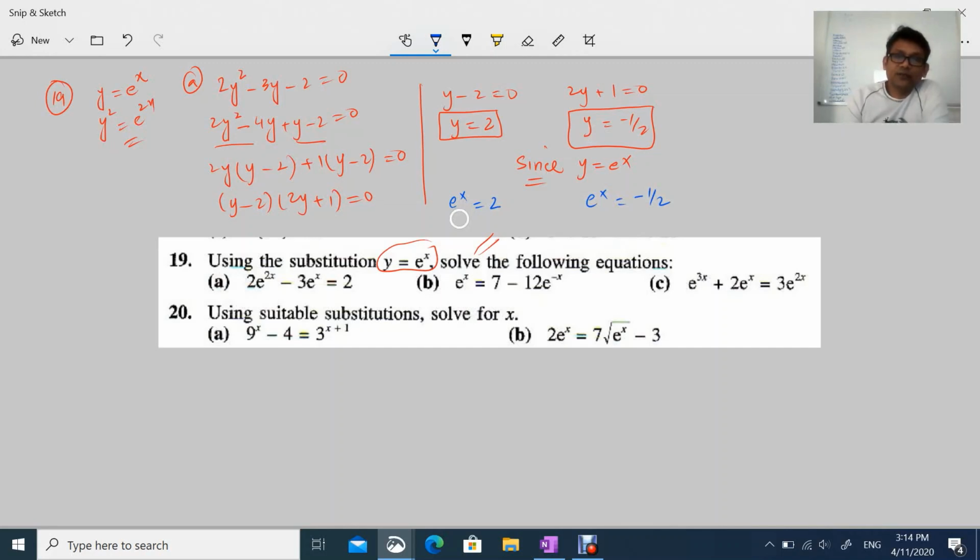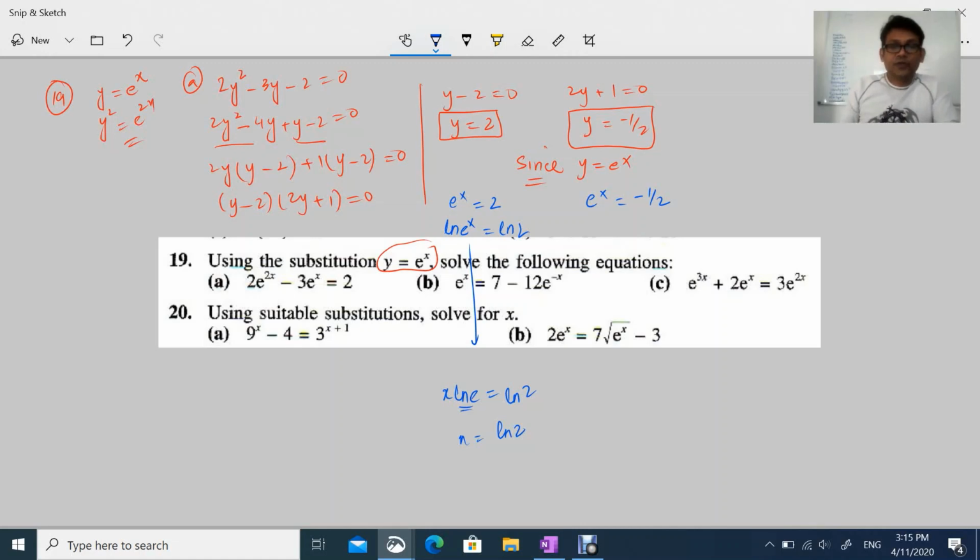Log both the sides or ln both the sides? Because it is an exponential function, I will apply ln both the sides, and x will become... I am solving here: x ln e is equals to ln 2. Okay, x is equals to ln 2 and this ln e is equals to 1.